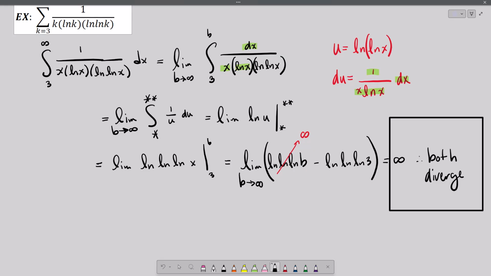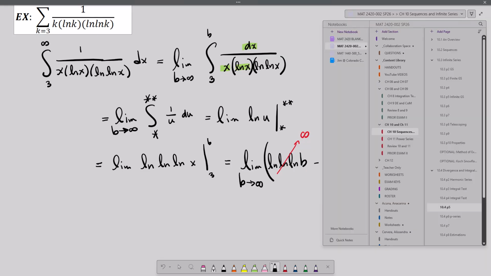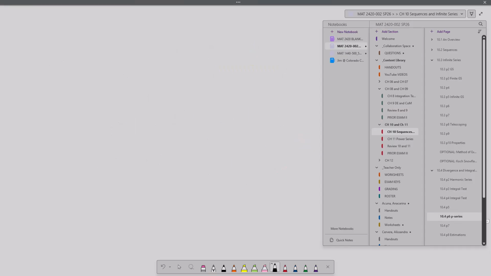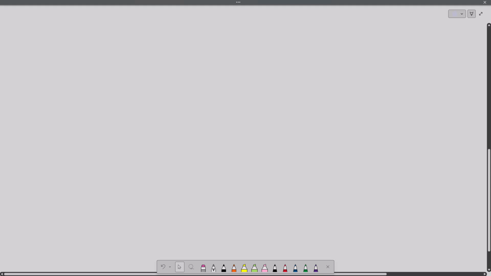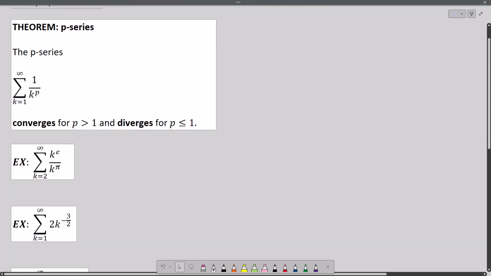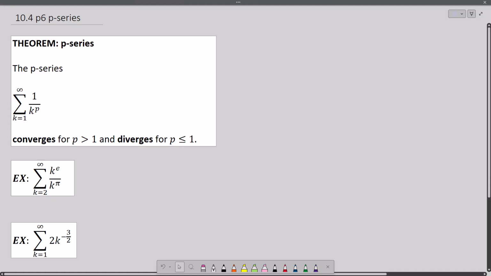Okay, so that's the integral test. The integral test tells us that both the improper integral and the series do the same thing. Now we are going to come to probably the simplest type of series of all of them.